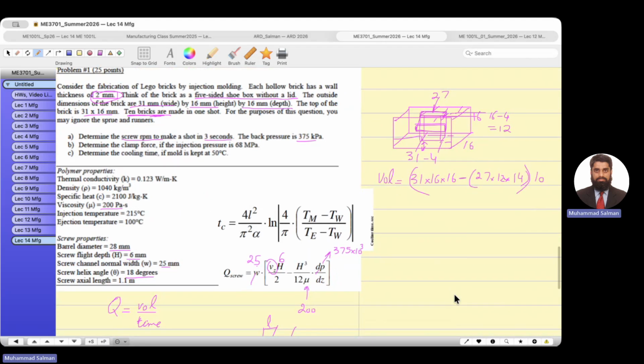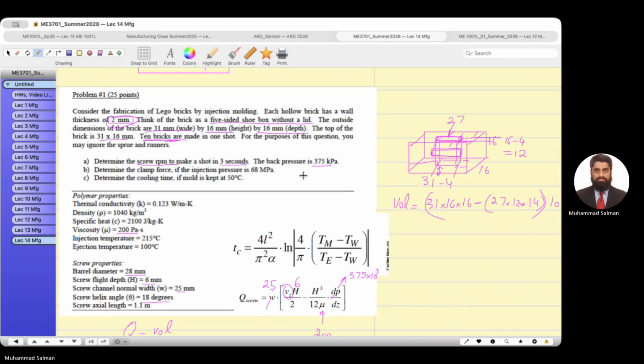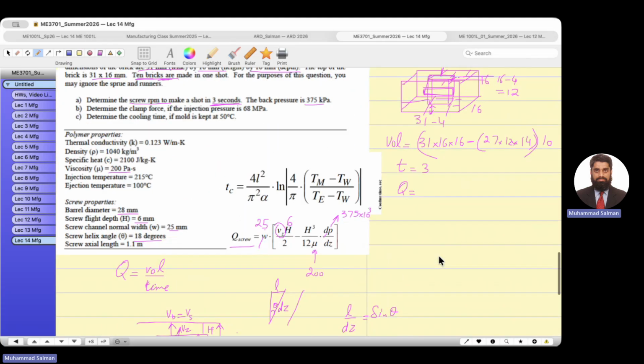And then you will divide by the time. The shot is prepared in 3 seconds. The time is 3 seconds. So Q equals that. Q is the Q screw, which is volume divided by time.